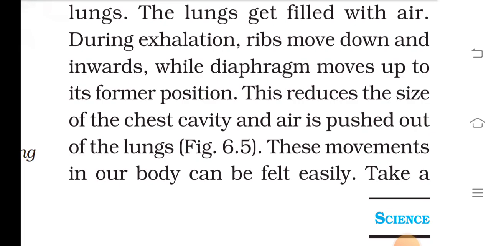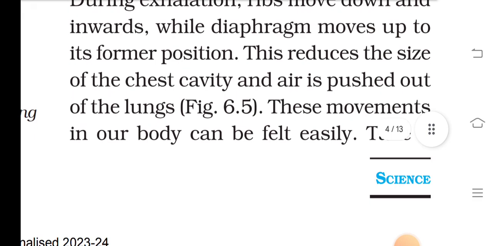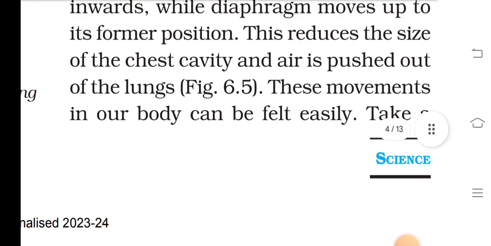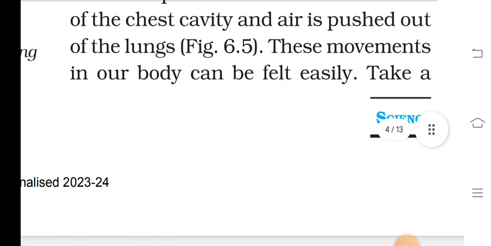Ribs move down and inward, while the diaphragm moves up to its former position. This reduces the size of the chest cavity, and air is pushed out of the lungs. These movements in our body can be felt easily.